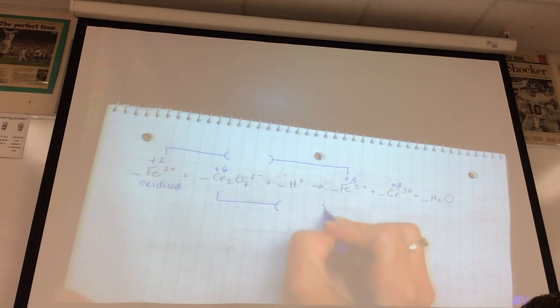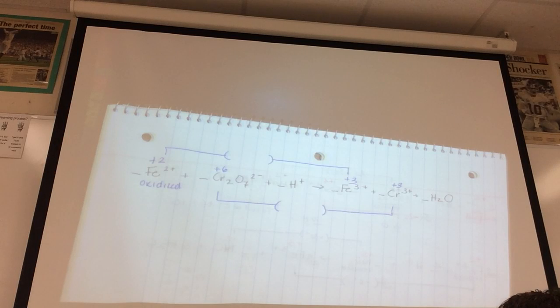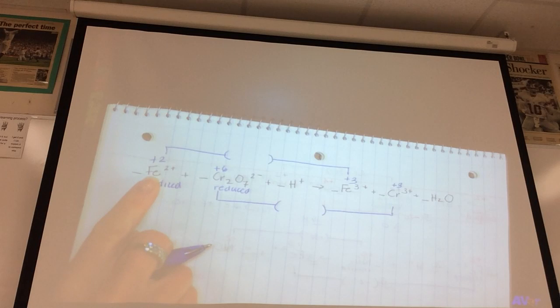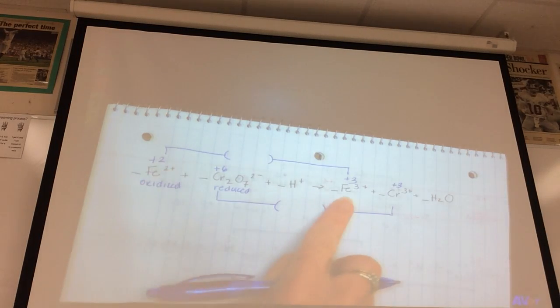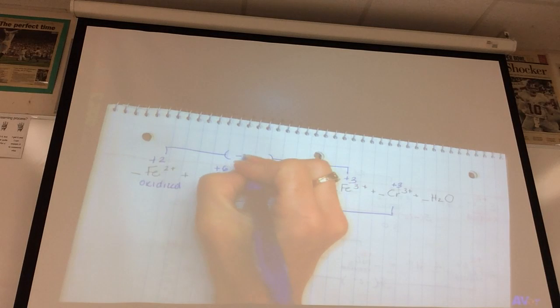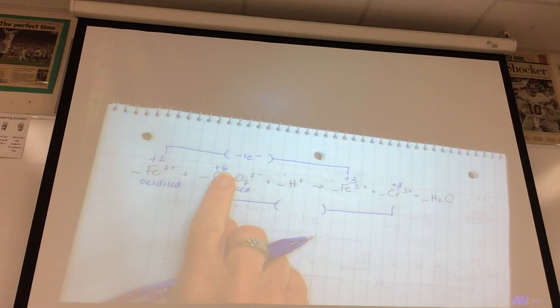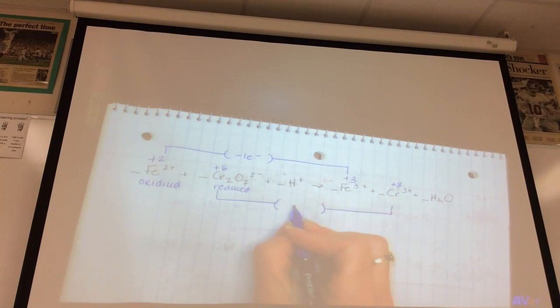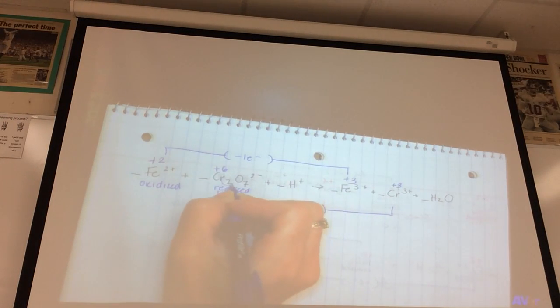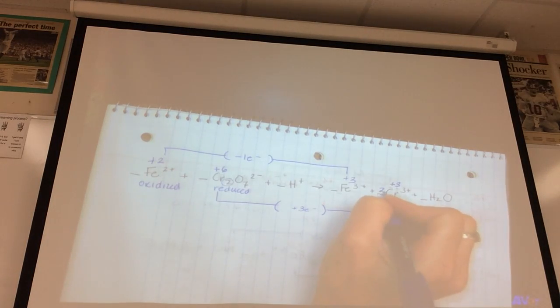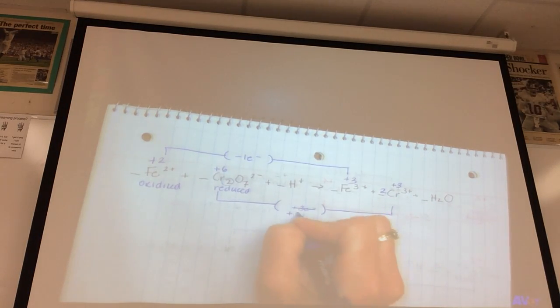Now this one's weird. How many electrons does iron 2 plus lose to form iron 3 plus? Now this one's tricky. At first glance, it appears from 6 to 3 you've gained how many? However, you have a 2 here. So you have to put a 2 here, and inside in the brackets, you've actually gained 6.